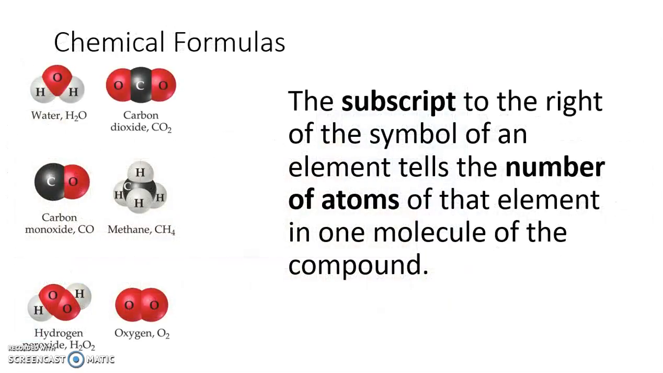All right, formulas. The small numbers close to the ground, like the subway, are the subscripts, and those are going to be to the right of the symbol. They tell you how many of that element are in the compound. So for example, if we're looking at CO2, the subscript 2 tells us that there are 2 oxygen atoms in every molecule of carbon dioxide.